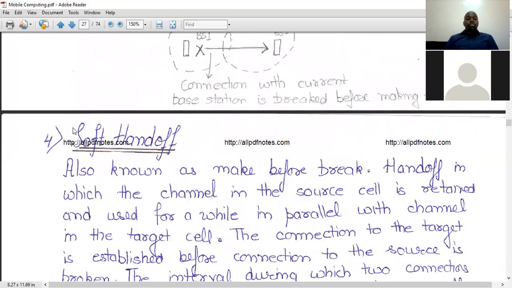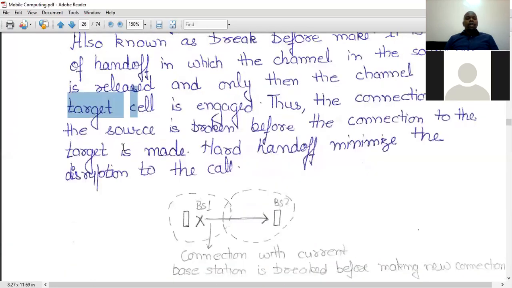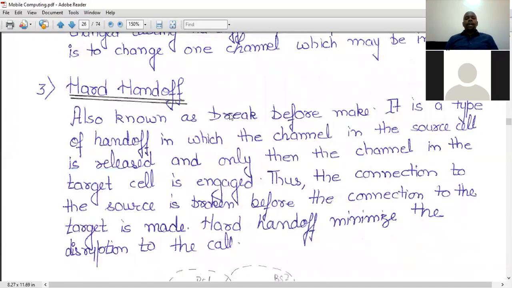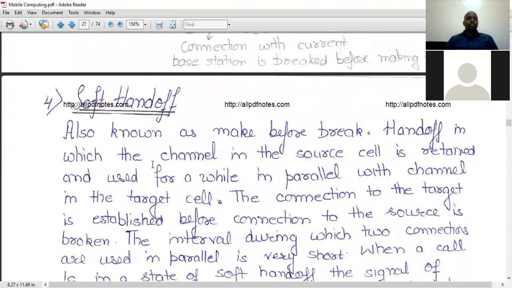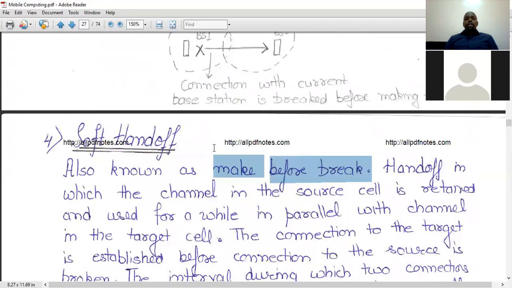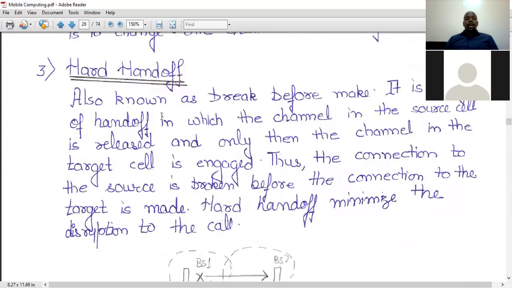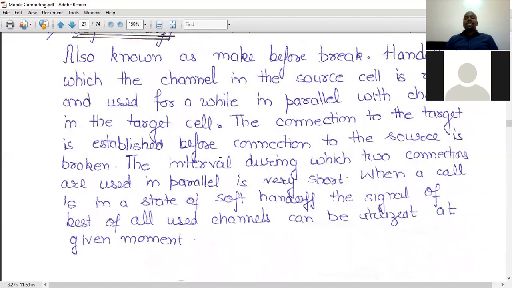Then soft handoff is the opposite. Now, hard handoff is called break before make. In other words, break out of that relationship before you join another relationship. Break out of that frequency before you join another frequency. But soft handoff is called make before break. This is the opposite of hard handoff. In hard handoff, you first release the frequency of the source cell to engage the frequency of the target cell. But here, you first engage the frequency of the target and then release.